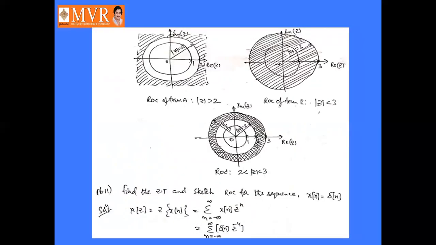Okay. So here if z is greater than 2, this is the ROC. If z is less than 3, this is the ROC. And if z is in between 2 and 3, this is the ROC. Okay. So this is the z transform for this problem.